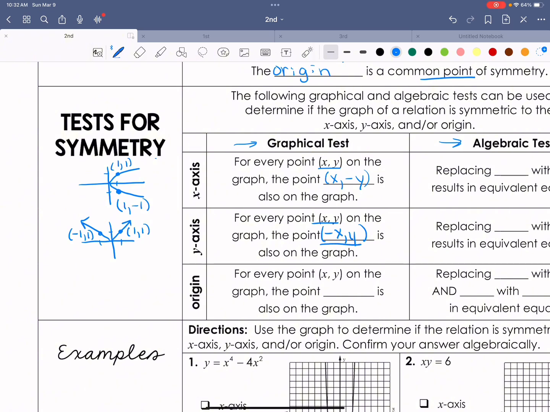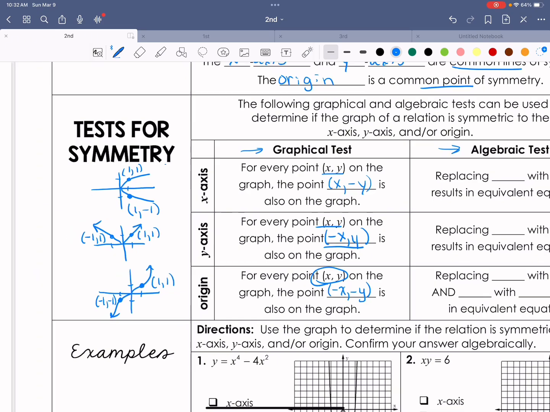Now, for the origin, for every point (x, y) on the graph, there is a point (-x, -y) on the graph. And let's think back to that example that we just had up there. We had a graph that looked something like this. So if I picked points here and here, and let's use 1 again. This point would also be (1, 1). Now what about this point? Well, it would be (-1, -1). So that's why it says (x, y) is matched with (-x, -y).